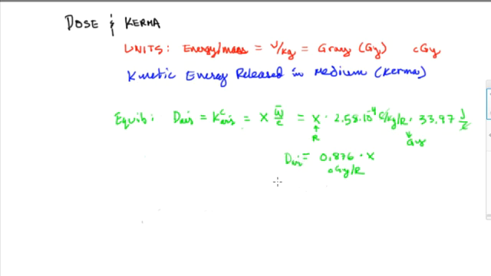And so if you have a little small air cavity in a beam and you're under equilibrium conditions, there's going to be some ionization in that air cavity, and you can figure out the dose to the air in that cavity. Basically, it's a little more complicated than that, but that's the basic idea.